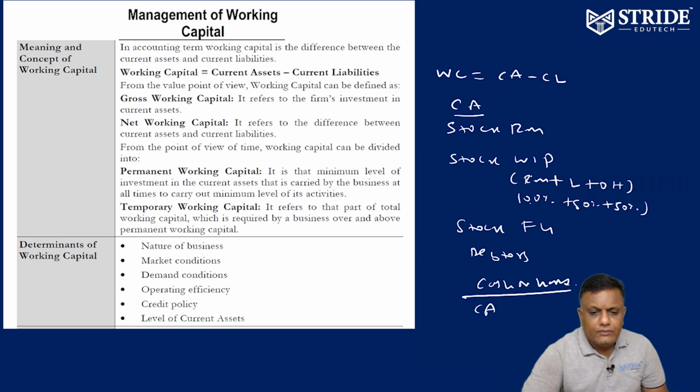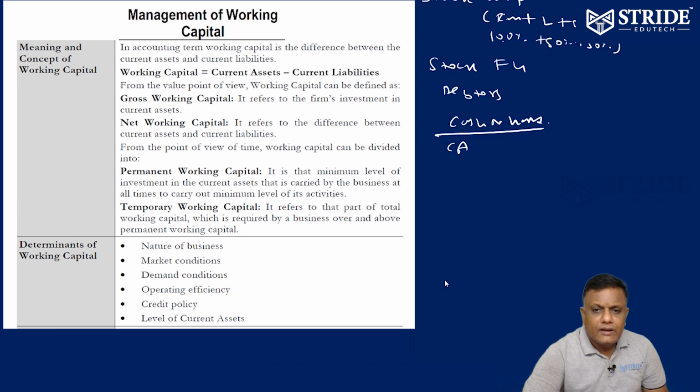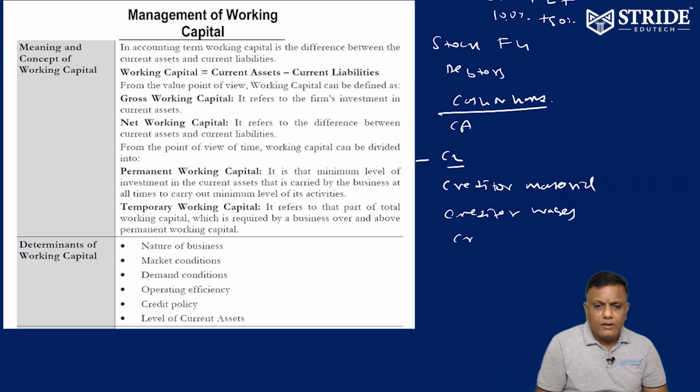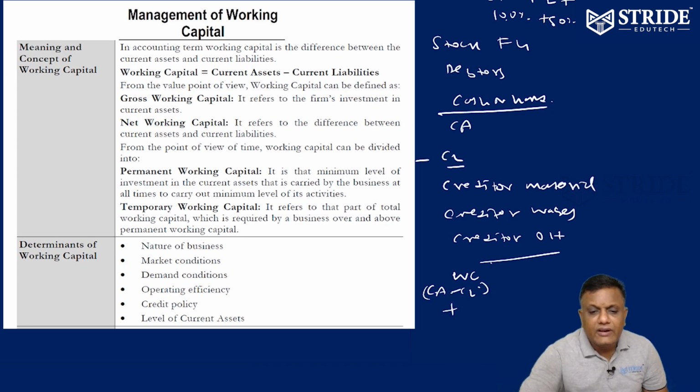This is current asset, less current liability. What are the elements that come under current liability? Credit for payment, we have to make payment for creditors: creditors for material, creditors for wages, and creditors for overheads. So current asset minus current liability is equivalent to working capital. Working capital is equal to current asset total minus current liability total.